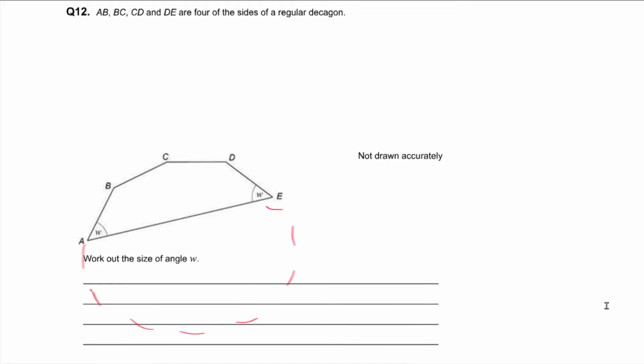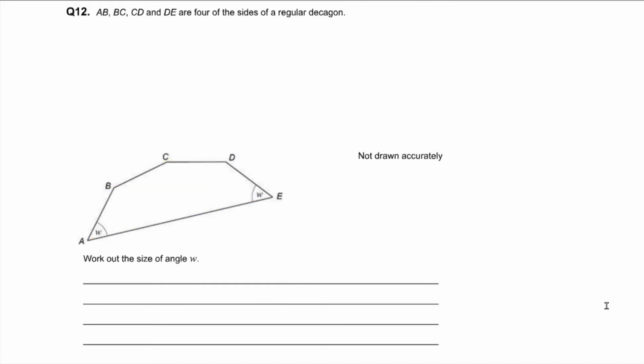It kind of goes around here and back around like that, but we've just got a little slice of it. Okay. Work out the size of the angle W. Well, it might have been originally from a decagon, but now it's a 1, 2, 3, 4, 5-sided shape. It's a pentagon, isn't it?